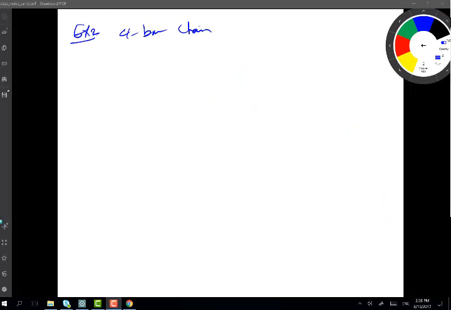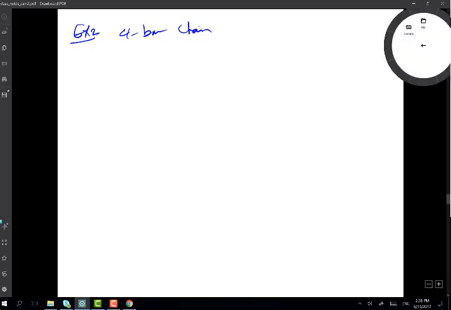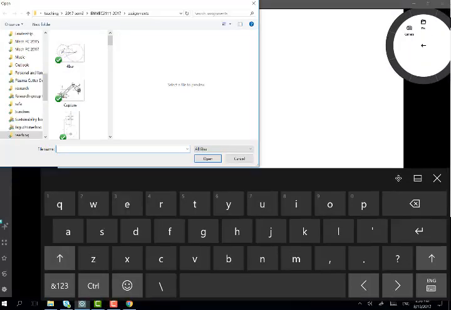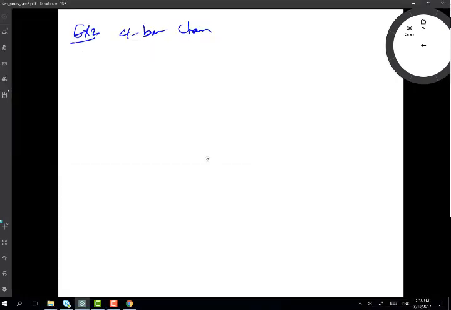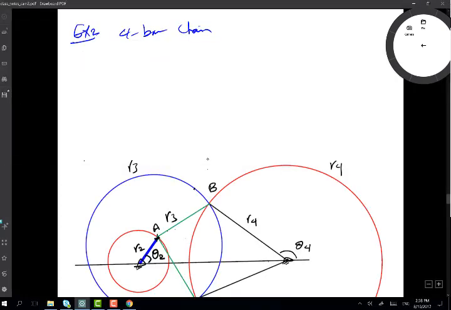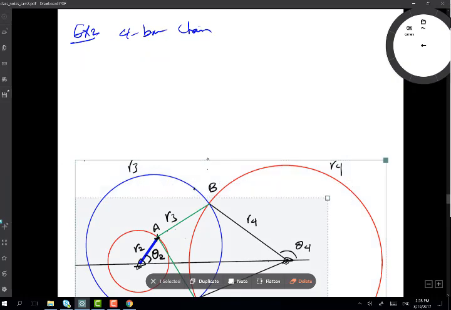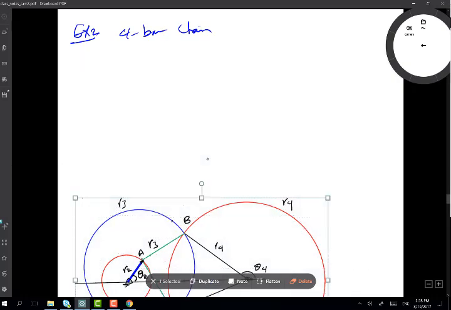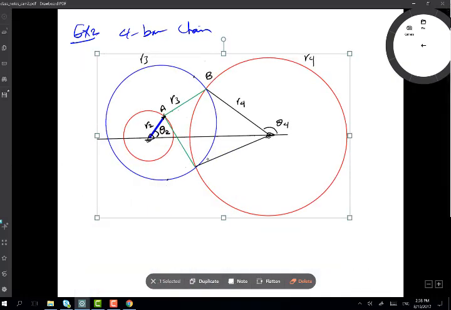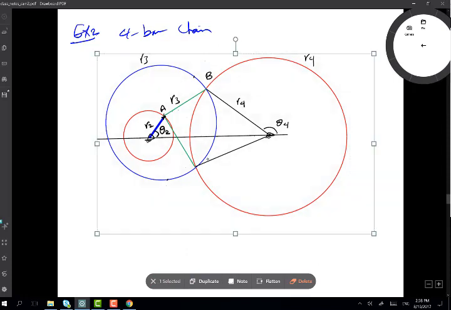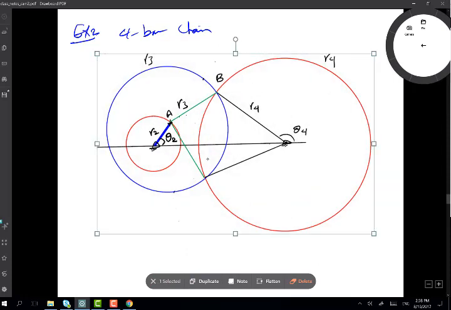All right, for a 4-bar chain, I'll just get a drawing I had from the previous lecture and insert it here. So go to insert figure, file, and see if I can get my 4-bar chain file here. All right, so that's my 4-bar chain. I'm going to move it here and use it for my analysis and give you this example.